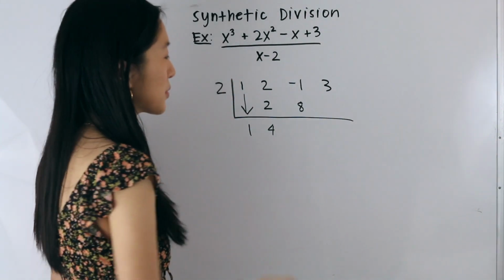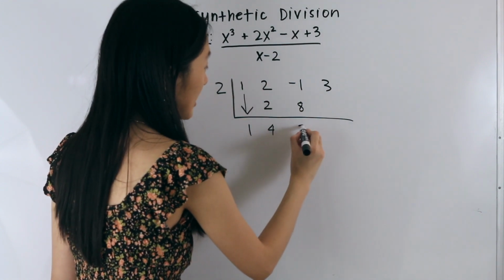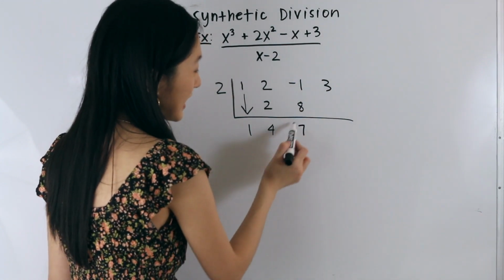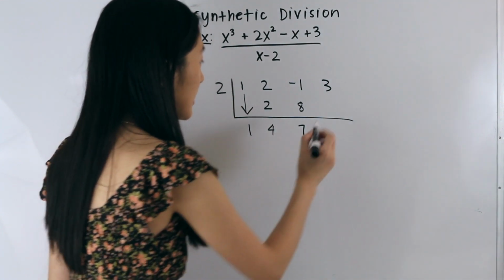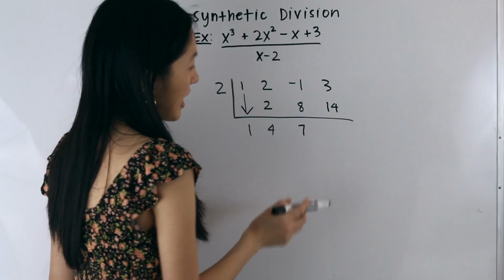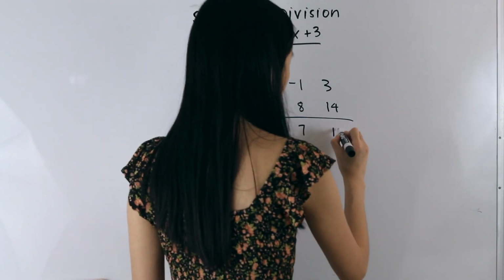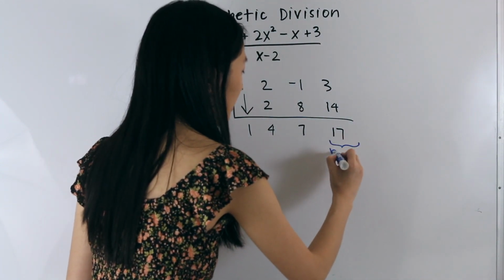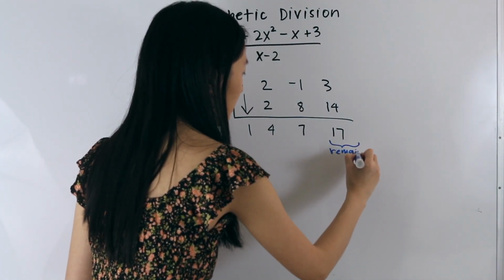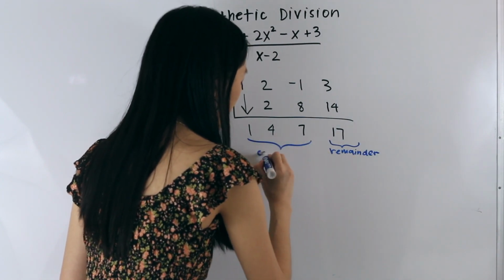And next we're going to add the numbers in this column here. So we have -1 plus 8, which is equal to 7. And now we're going to take this 7 and multiply it by this number on the outside. So 7 times 2 is equal to 14. And then we have 3 plus 14, which is equal to 17. And the result of this is that the last term is the remainder, and these preceding terms are our coefficients.